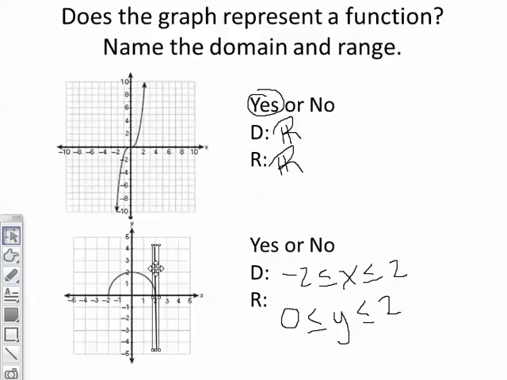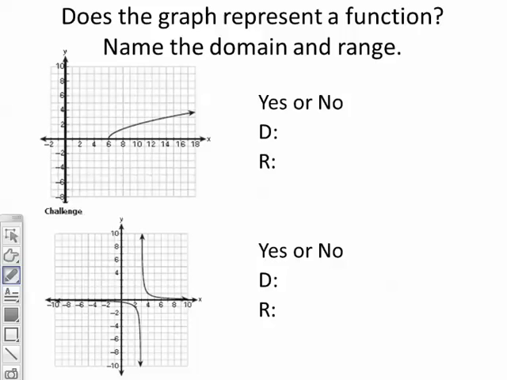It looks like it's awful close there, but if you remember a function and the function of a circle, and this is a semicircle, it really never touches it in more than one place. Okay? So in this situation, yes, this one is a function, and that would be my domain and my range on it.